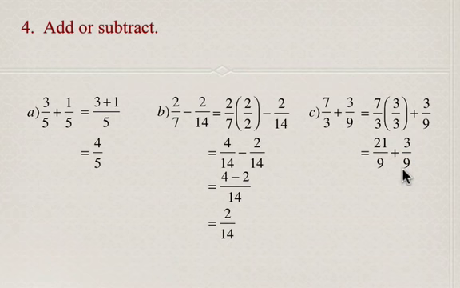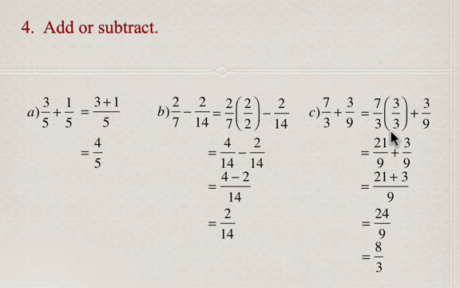We haven't touched the second fraction. And we add the numerators and keep the denominator. So 21 plus 3 is 24 over 9. 3 goes into both 24 and 9, so that comes out to be 8 over 3.